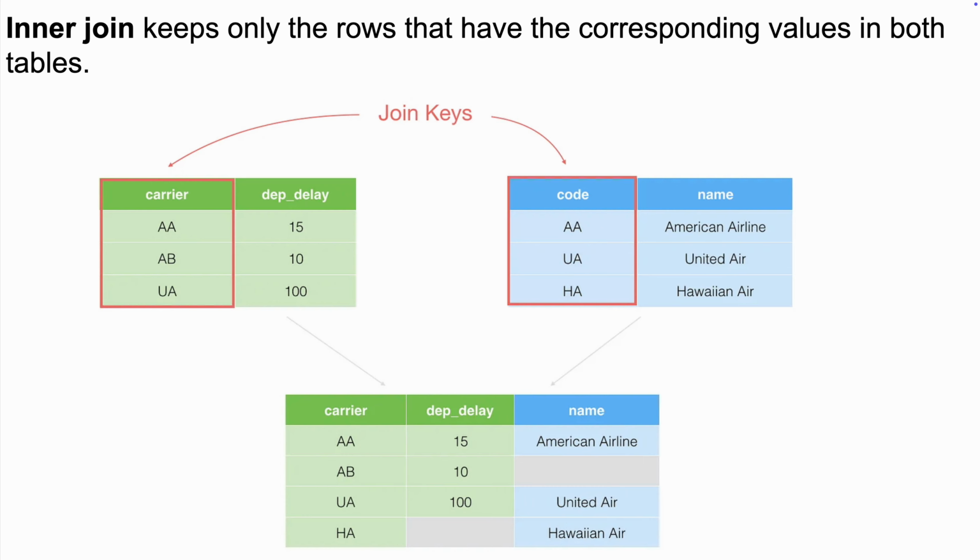And there's also an inner join, which I didn't update the image here, but that keeps only the rows that have the corresponding values in both tables. So actually, if we were doing an inner join here, we wouldn't have the second row in this table and we wouldn't have the fourth row. We would only have the first row and the third row because both of those have values in both tables.